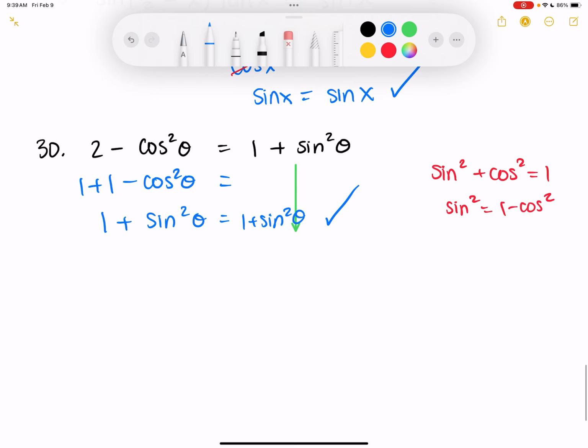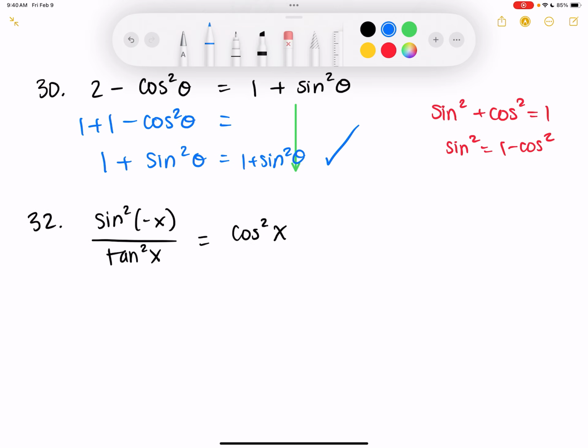Alright, it's going to get a little harder again. 32. Sine squared of negative x over tangent squared of x is equal to cosine squared of x. Change the tan to sine over cos: sine squared x over cosine squared x. And then negative sine x squared on top. So the negative comes out, but remember that squared means it's on the whole thing.